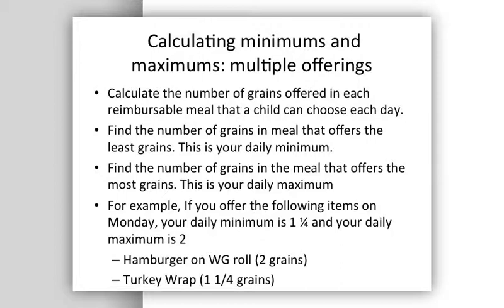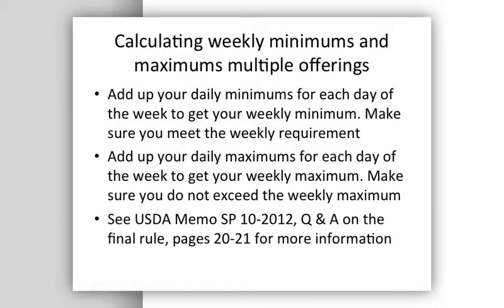For example, if you're offering a hamburger on a whole grain roll, which is 2 grains, as one option, and a turkey wrap, which is 1 1/4 grains, as another option, your daily minimum would be 1 1/4 and your daily maximum would be 2 grains. To calculate your weekly minimum, add up your minimums for each day. So, you add up minimums from Monday, Tuesday, Wednesday, Thursday, and Friday to get your weekly minimum. To get your weekly maximum, add up the maximums for each day. There is some additional information on this in USDA Memo SP 10-2012 on page 20 and 21, but we will also follow with some more examples.